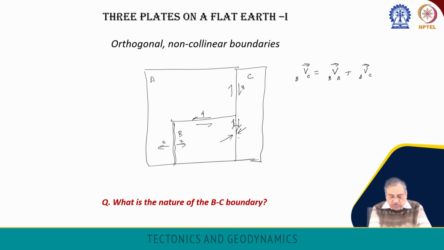So we can look upon it in two ways. We can think of B subducting below C, in which case the triangles would be pointing like this.